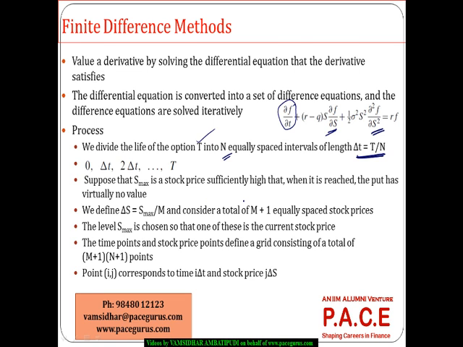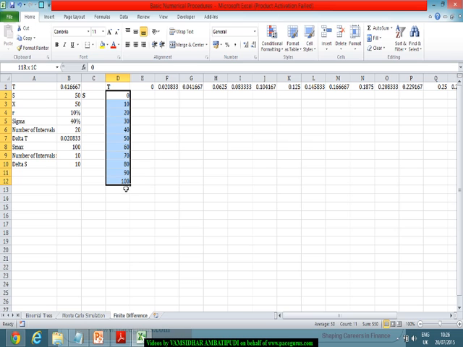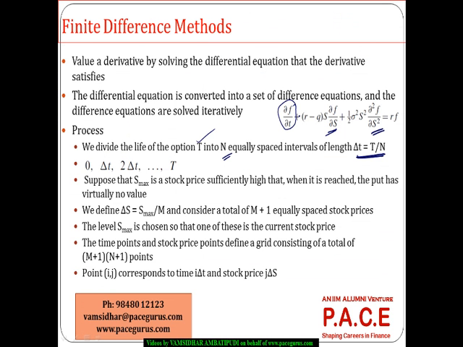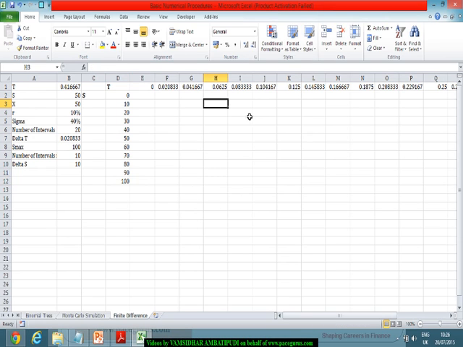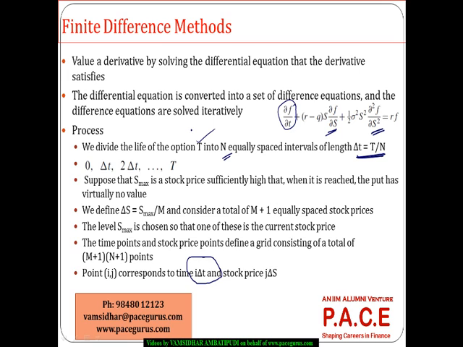Now I have 11 here, 21 here. So those many points are what I'm coming up with. The point (i, j) corresponds to i delta t. So if I'm saying this point, it is nothing but 3 delta t in time and probably a delta s. That is the price that is corresponding. So stock price of 10 and a time period of 3 delta t.